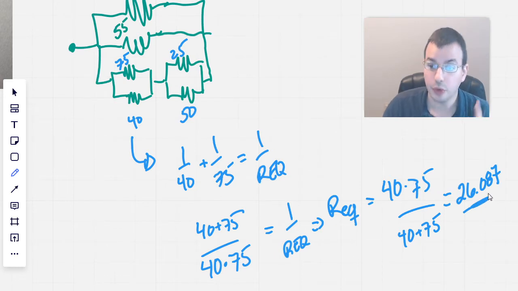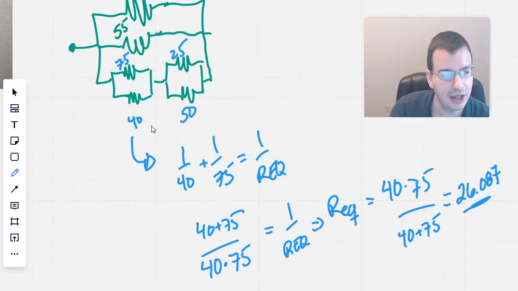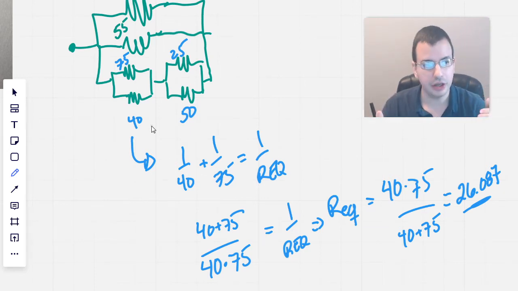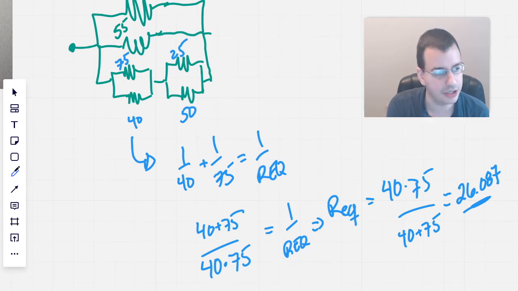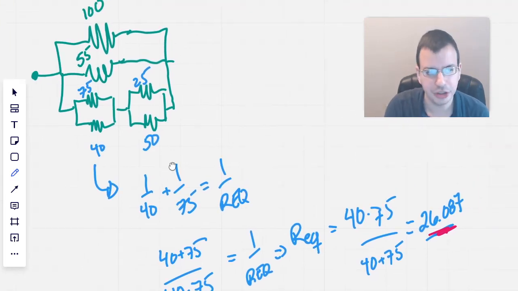26.087. And one good check here is when you have two resistors in parallel, the equivalent resistance should be slightly lower than the lowest one you have. So it should be higher than half of the lowest one, but it should be lower than the lowest. As a dummy check, the equivalent resistance should be greater than half of the smallest, so greater than 20, it is, check. But it should be less than the smallest one, less than 40, which it also is. So it's good.